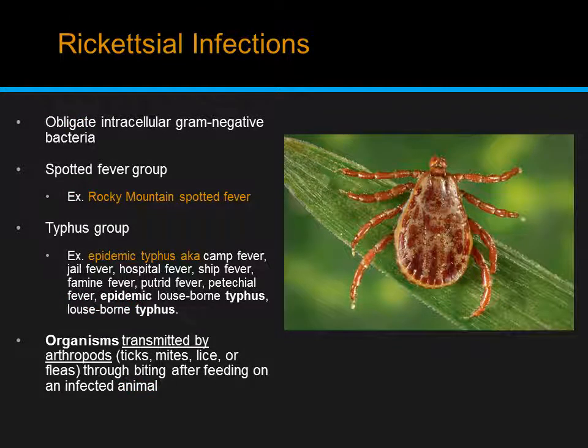Rickettsia are obligate intracellular gram-negative bacteria, another organism type that for a long time they didn't know. Is it a bacterium? Is it not? Two groups of illnesses are caused by rickettsia, the spotted fever group and the typhus group. These are transmitted by arthropods, typically ticks.